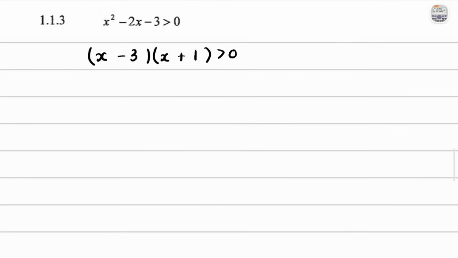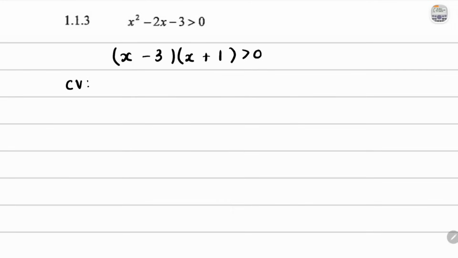Since we have an inequality, we're going to set down our critical values. Our critical values are those points that mark where our solutions start, and they work like solving for x. So if you're solving for x in the equation x minus 3 equals 0, then your critical value would be x is equal to 3.